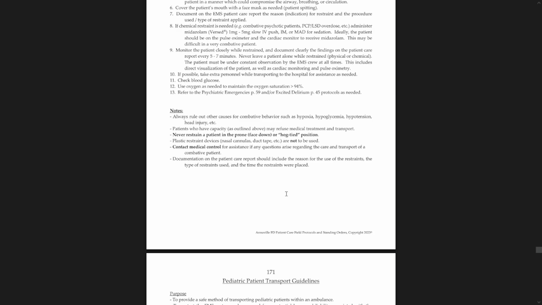Never restrain a patient in the prone, face down, or hog-tied position. Plastic restraint devices such as a nasal cannula, duct tape, etc. are not to be used. Contact medical control for assistance if any question arises regarding the care and transport of a combative patient. Documentation of the patient care report should include the reason for the use of the restraints, the type of restraints, and the time that the restraints were placed.